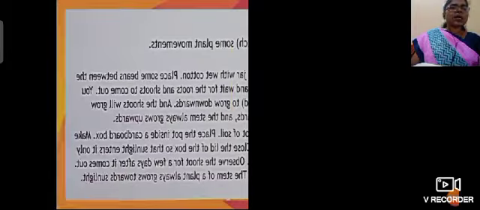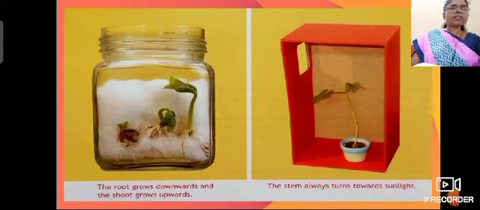Next, you can see the picture here. The root grows downwards and the shoot grows outward, upwards. The stem always turns towards sunlight.